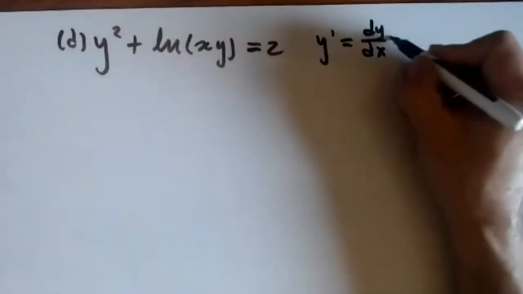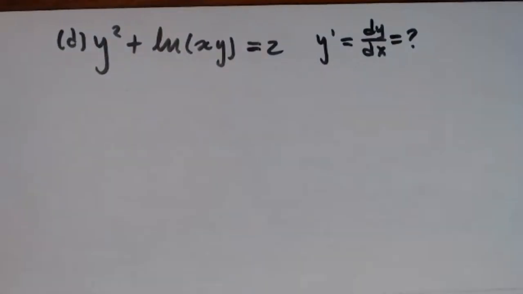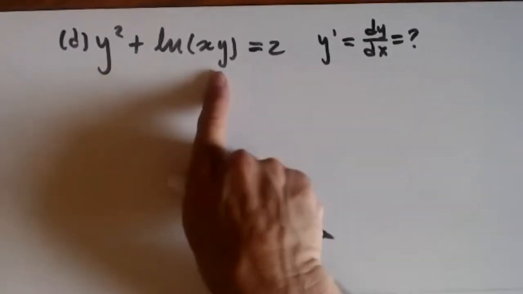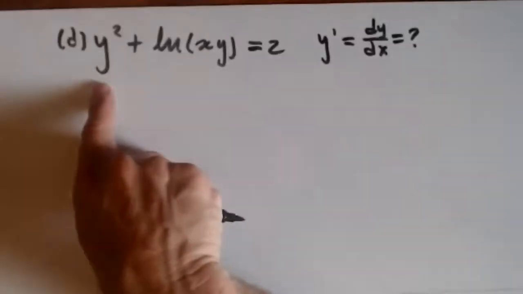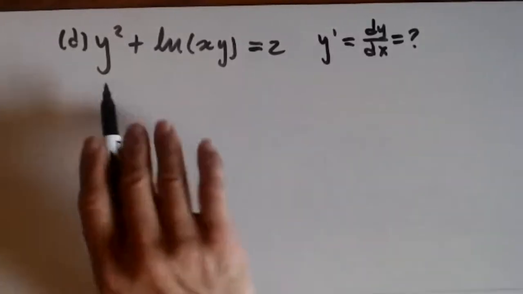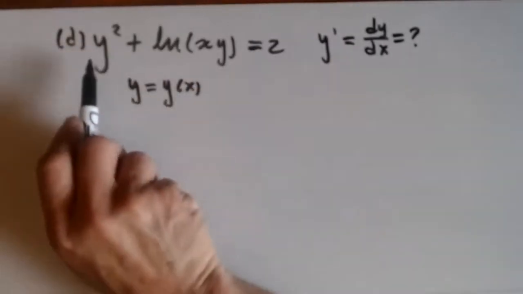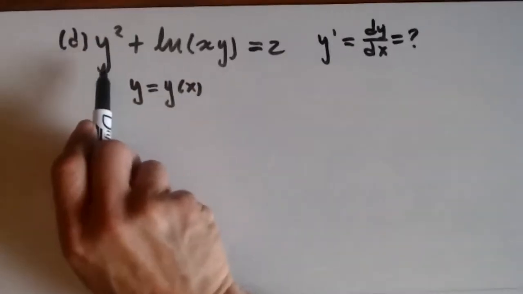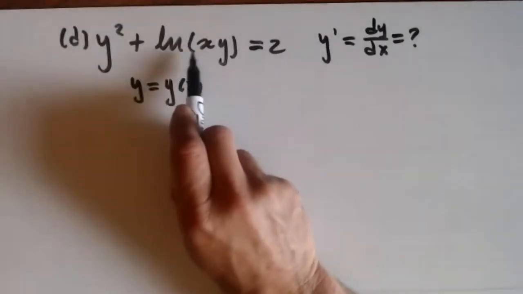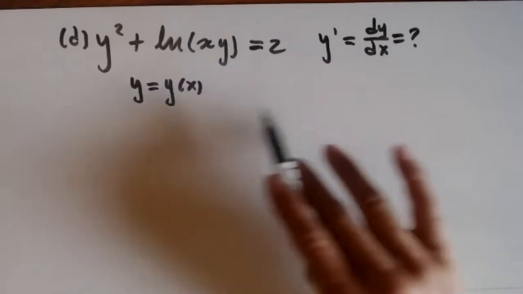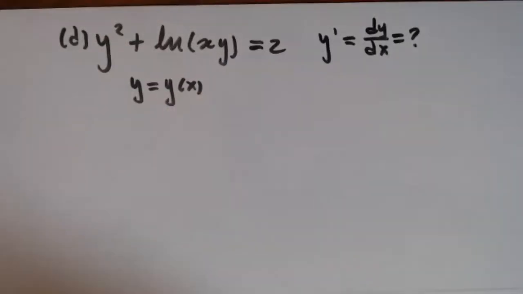Remember, in implicit differentiation, dy dx is the one we use. Y prime usually is for everything else, but it's the way the textbooks work. Okay, no problem. You cannot solve this for y because the y is inside the log, the y is squared, so impossible. But you assume that the y is a function of x. So you have a function of x squared, you have ln of x times a function of x. So everything is going to be a function of x, correct?